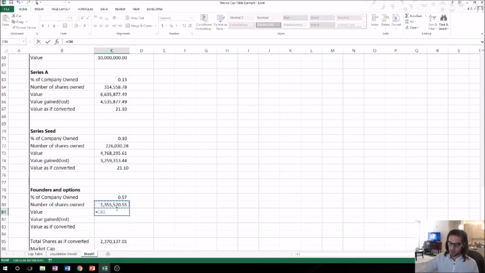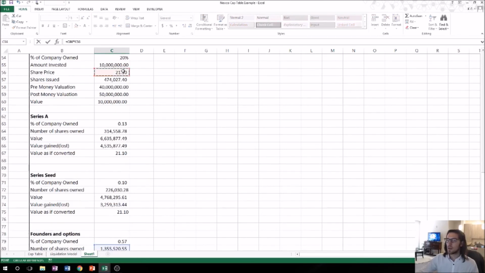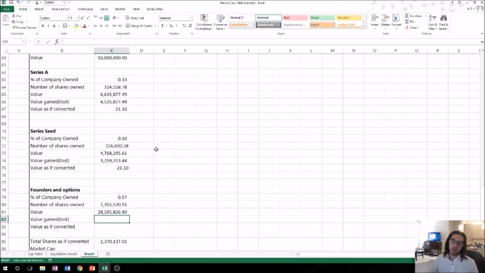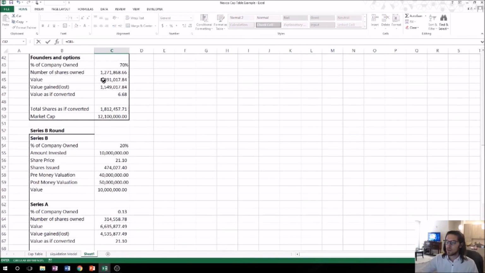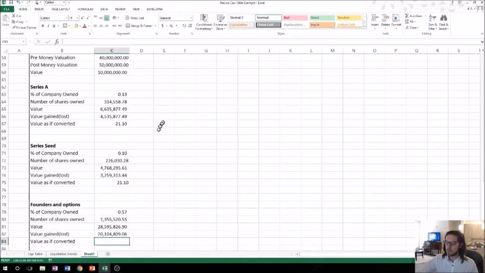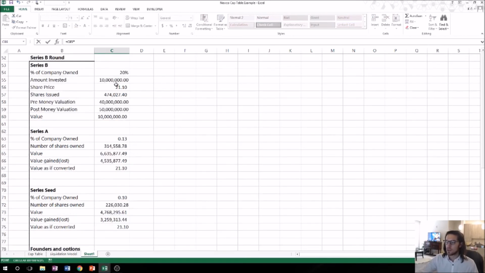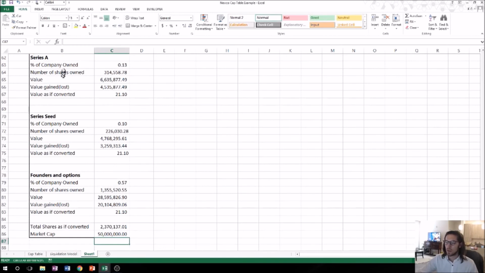Same thing here for the founders and options. Like I said, once again, we did issue more shares to the founders and the options, so it's naturally going to gain a little bit of value. But overall, most of the value increase can be attributed to the increase in share price. So the value there minus the value of the previous round, 8.491. So we gained $20 million for the founders. And as if converted, still checks out. And the market cap, once again, total shares outstanding times the new share price, $50 million.